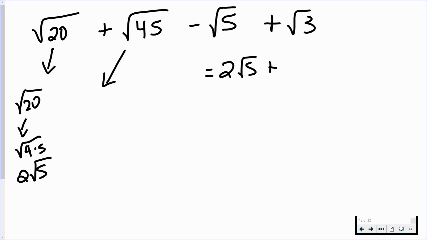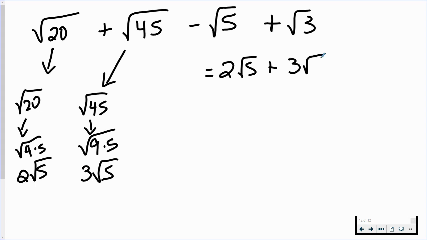now let's take a look at 45. Square root of 45, we've already done this one, but let's think about it. 45 is 9 times 5. Square root of 9 is 3, we could take out, and leave the 5 inside. So that gives us 3 square roots of 5 for 45. Now, minus square root of 5 plus square root of 3. Those are already as simple as we could get them. We can't break them down further.